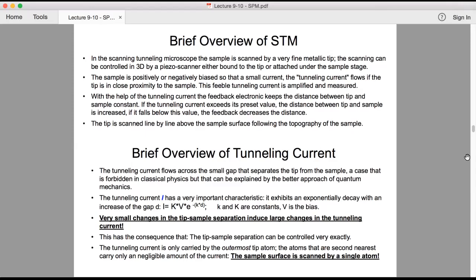And the tunneling current has very important characteristics. It decays exponentially with the increase of the gap distance, and a very small change in the tip to sample separation will induce a large change in the tunneling current because it's really, really sensitive. This has the consequence that tip sample separation can be controlled in a very precise manner. The tunneling current is only carried by the outermost tip atom, and the atoms that are second nearest carry only a negligible amount of the current. So the sample surface is scanned by a single atom.